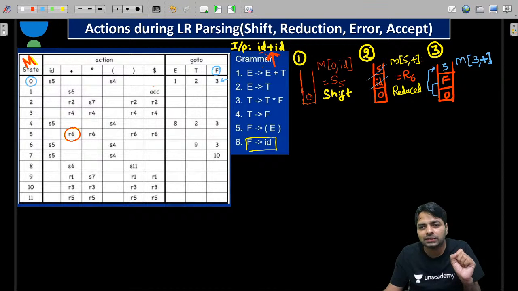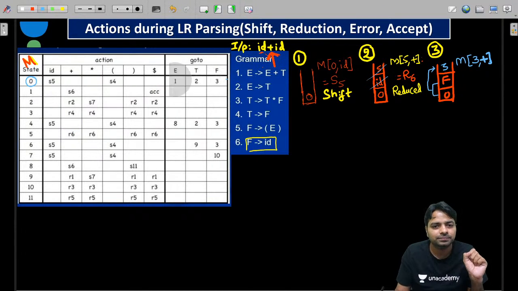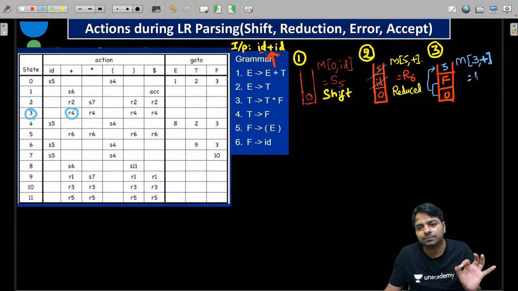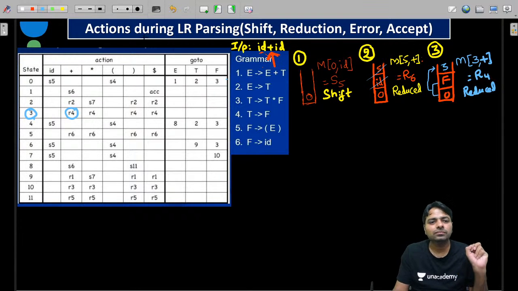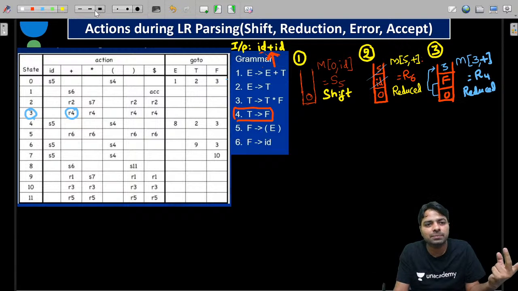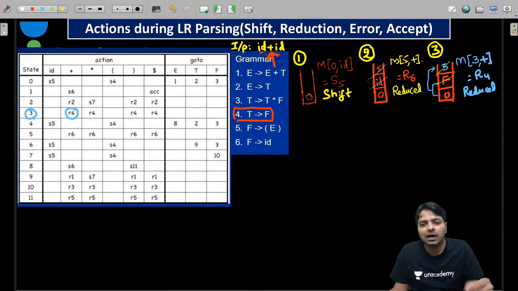What is the action? Look at the table, guys. 3 comma plus, you have R4. R4 means again a reduction. What is reduced? R4 means this production. F is there, so 2 times of F, that is 2 symbols will be popped, that is 3 and F, and we push LHS. So that's the 4th step. When I do the 4th, you will understand what I am doing.